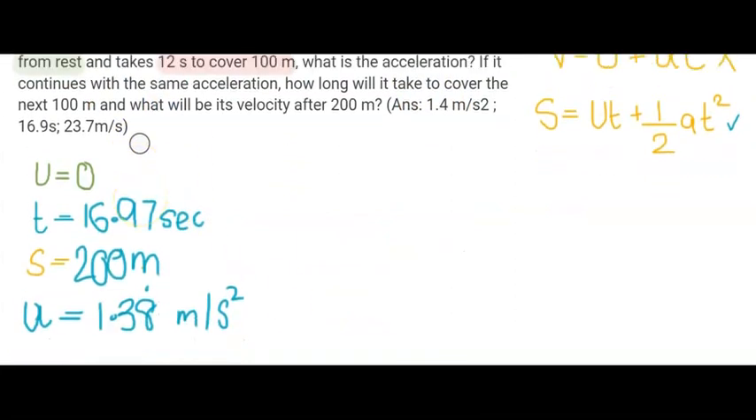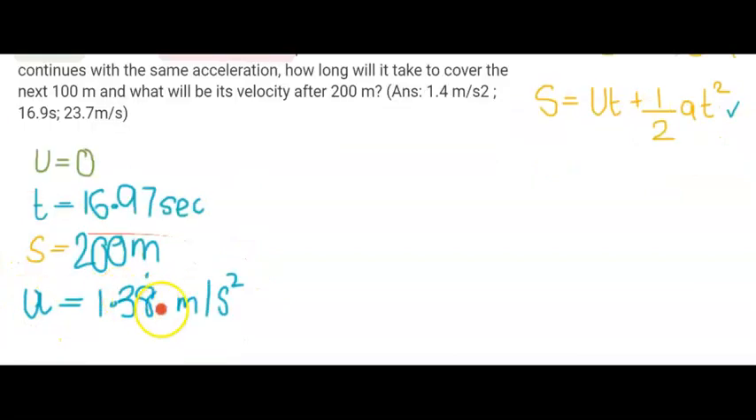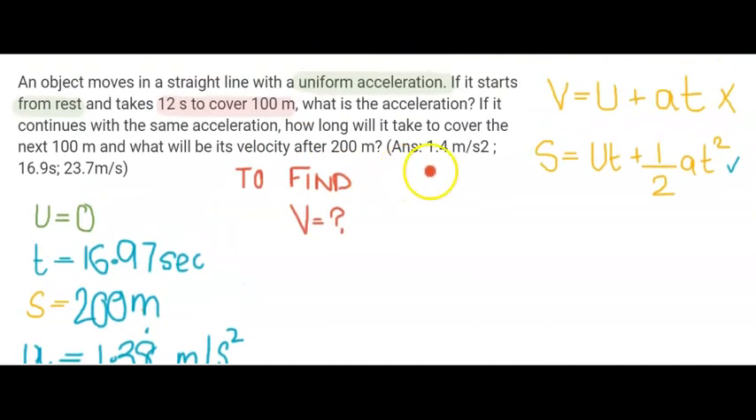Okay, now the next part of the question: what will be the velocity after 200? So initial velocity is still 0. Time for 200 meters is 16.97. Total distance 200. Acceleration is uniform 1.38. So we need to find out the final velocity, which is that one. I can use this equation because I've got the acceleration and I've got the time. And that will give me the final velocity.